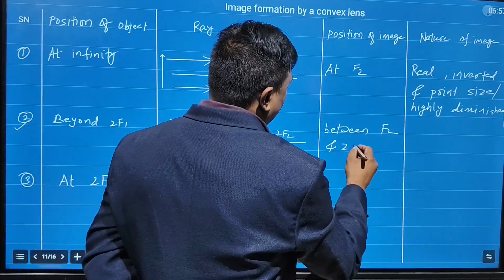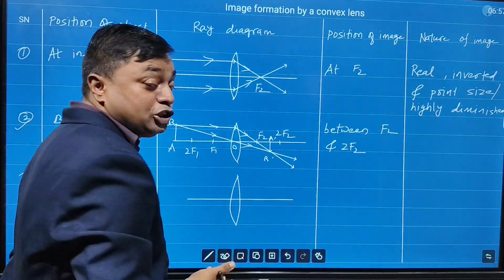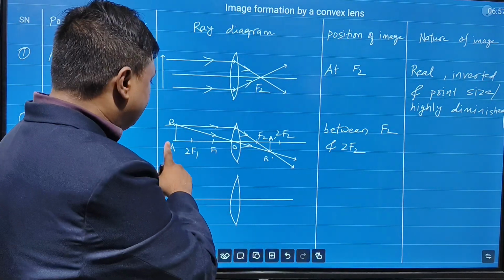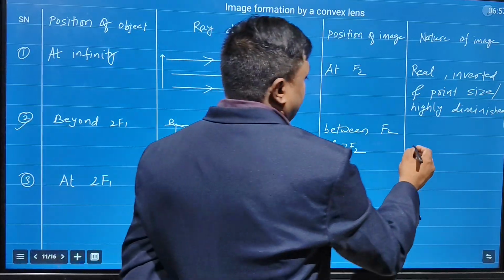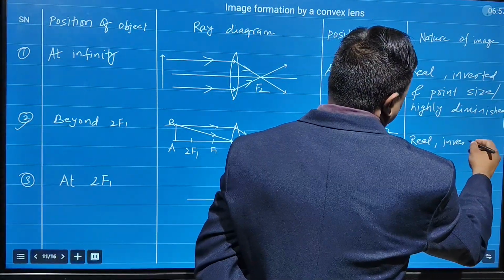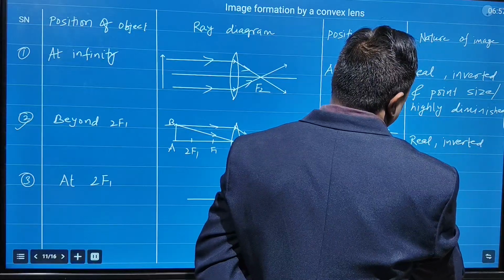Between f2 and 2f2. What will be the nature of the image? Real image. Why? Because the light rays are actually meeting. Yes or no? So we can see the image is real. Real images are always inverted, and it is diminished.